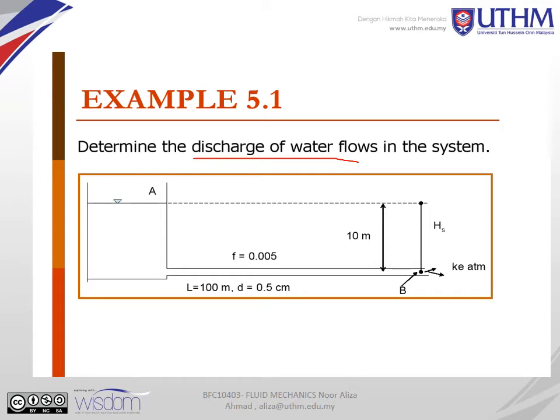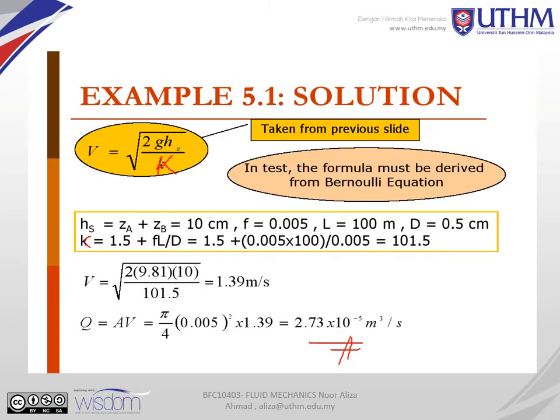So we have A and B here. We have the length of 100 meter, diameter of 0.5 cm. The F, they give you, is 0.005, and the HS from point A to point B is 10 meter. So we use the V taken from the previous slide. So this is the K.